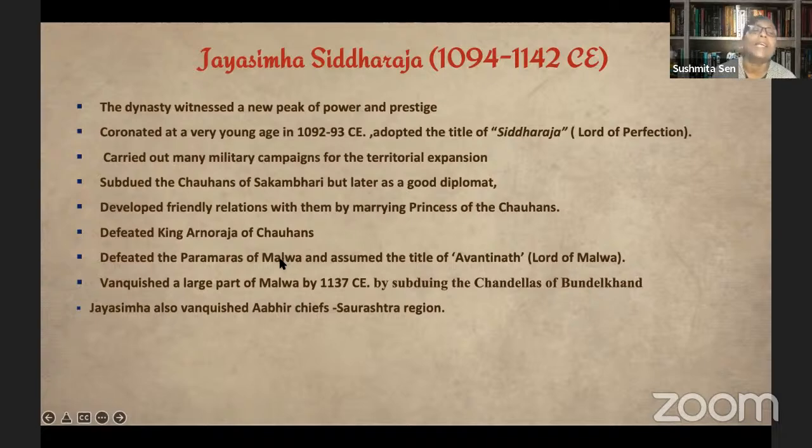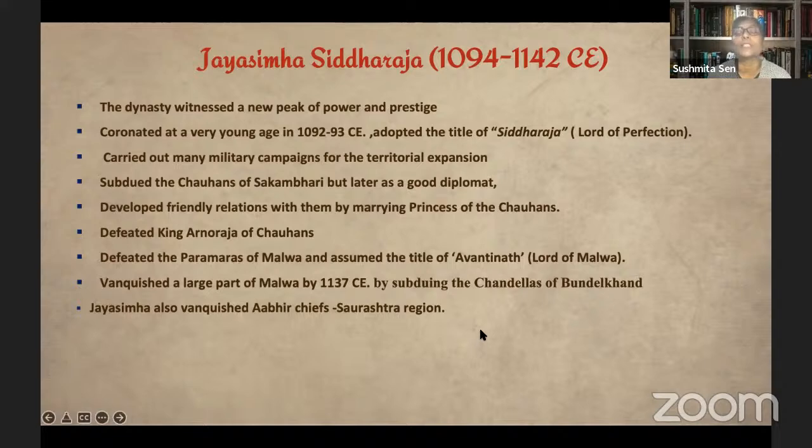He carried out many military campaigns for territorial expansion, and he subdued the Chauhans of Sakambari, but he was a very foresighted person, so he had a marriage alliance with the princess of the Chauhans of Sakambari to develop friendly relations with them. Along with them he was able to defeat Arno Raja, that is the Chauhans of Nandol. And along with his father-in-law and others, the Chauhans, he was able to defeat the Parmars of Malwa and assume the title of Avantinath. He vanquished a large part of Malwa in 1137 and subdued the Chandelas of Bundelkhand also.